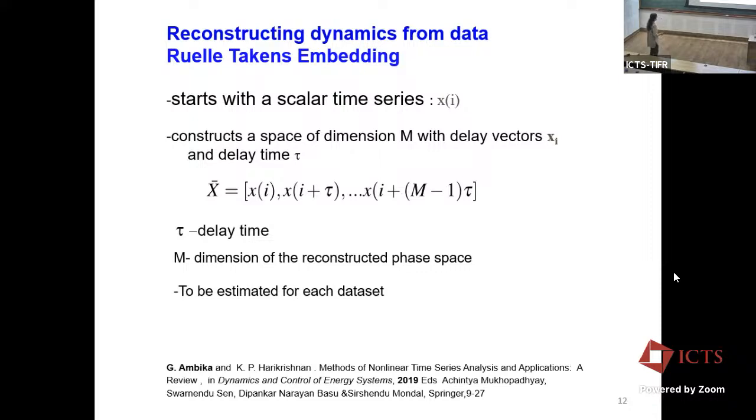This we have shown the other day that we will just read off these values sequentially with a delay of tau. So this is the first component, second component, mth component, when you want to put it on an m-dimensional space. Tau is the delay time. So as we said, this tau and m are to be estimated separately for each data set, because that involves the nature of the changes that happen, the dimensionality of the system, etc.